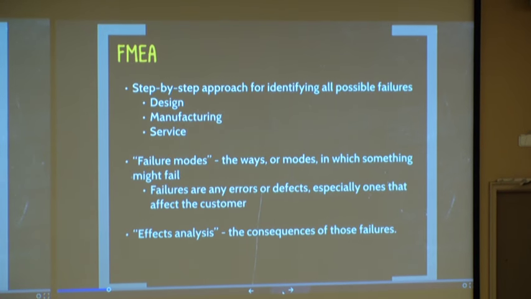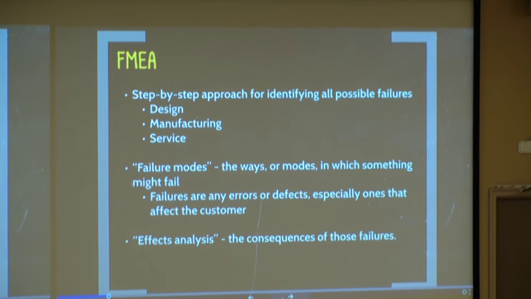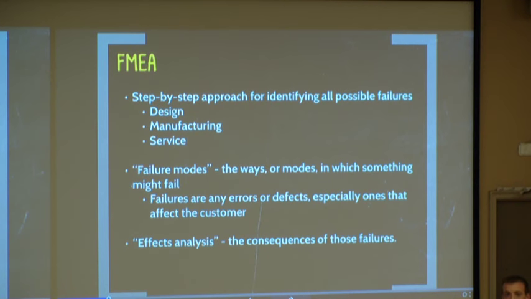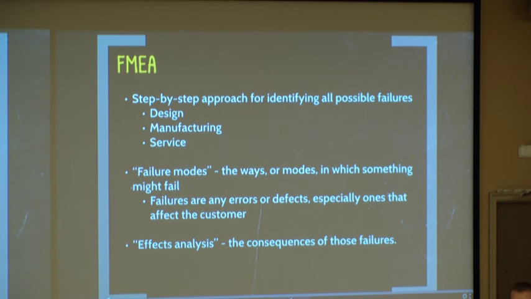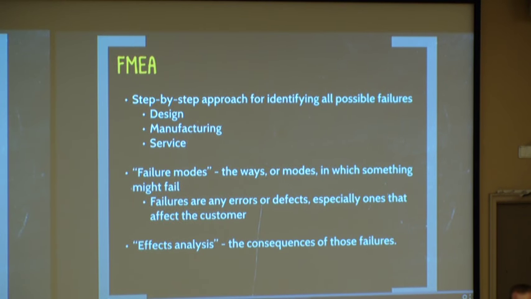So an FMEA is just a step-by-step approach for trying to identify all the possible failures in a product, figuring out what will happen when those failures occur, and trying to figure out ways that we can mitigate those failures. Okay, so we can try and prevent them from happening or reduce the impact when they do happen. So FMEA is failure modes and effects analysis. So the first part, failure modes, are simply ways that a thing can fail, right? So that's very vague terminology on purpose because there's a lot of different things that can happen in all the different products that you can make.